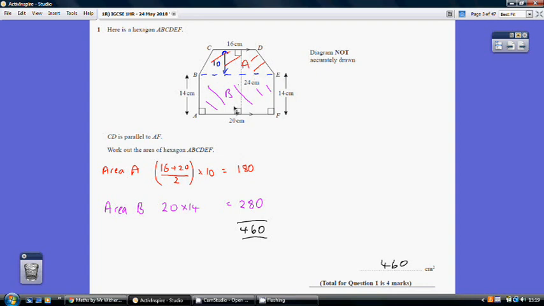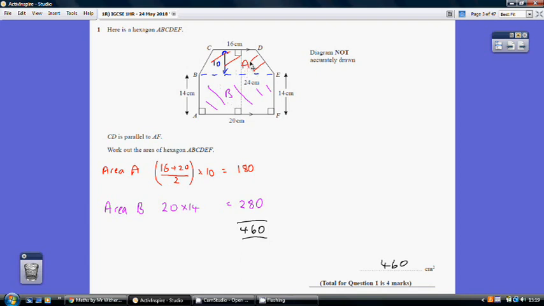So I've now got two shapes. Down here, which I shaded in purple, I've got a rectangle. And up here, this shape BCDE, well, that's a trapezium. So I'm going to work out the area of each of them in turn and add them together to get the total area.